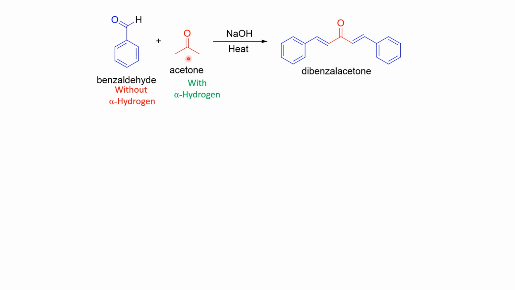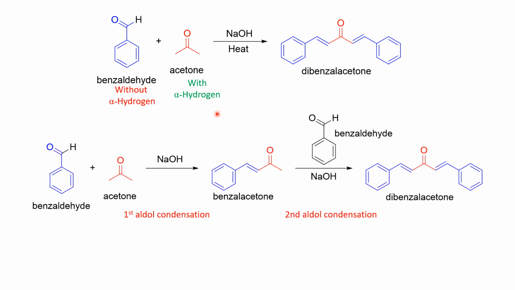But acetone can donate its alpha hydrogen to sodium hydroxide and can form enolate. So acetone will act as a nucleophile in this reaction. What happens here, as you can see, alpha beta unsaturated carbonyl compound happens. So this reaction is an aldol condensation. And aldol condensation happens twice. For this case, benzaldehyde reacts with acetone.